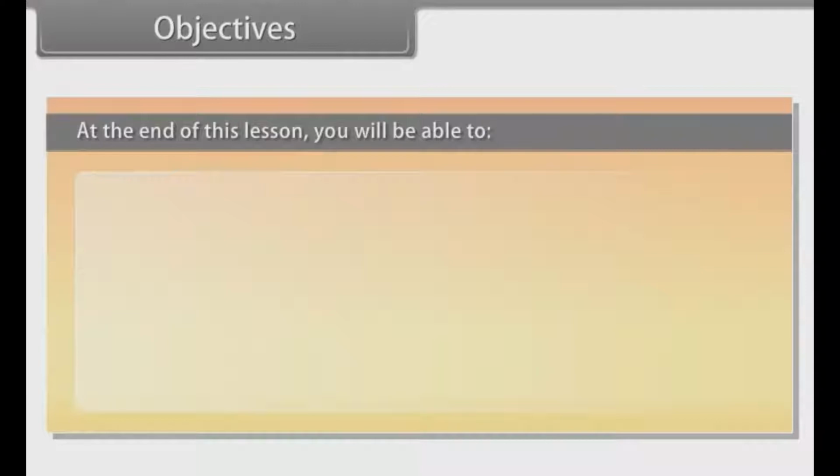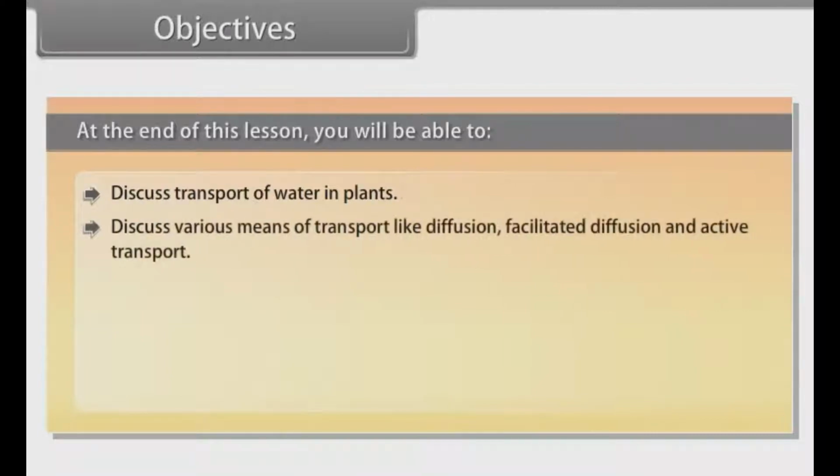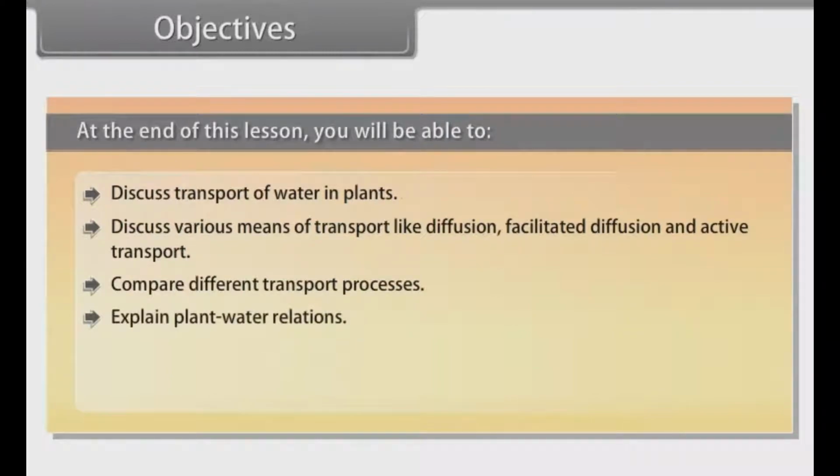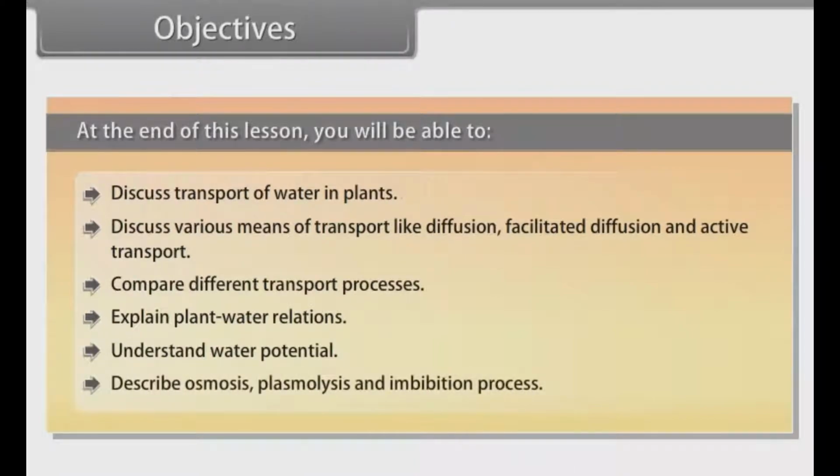Objectives. At the end of this lesson, you will be able to discuss transport of water in plants, discuss various means of transport like diffusion, facilitated diffusion, and active transport. Compare different transport processes. Explain plant-water relations. Understand water potential. Describe osmosis, plasmolysis, and imbibition process.